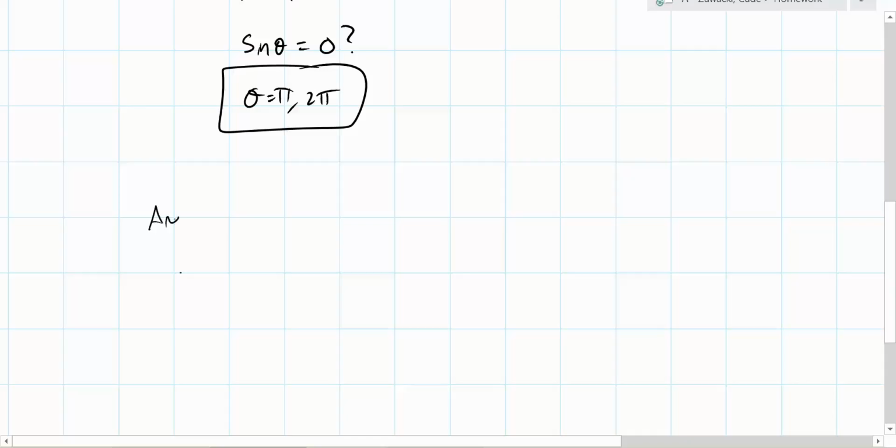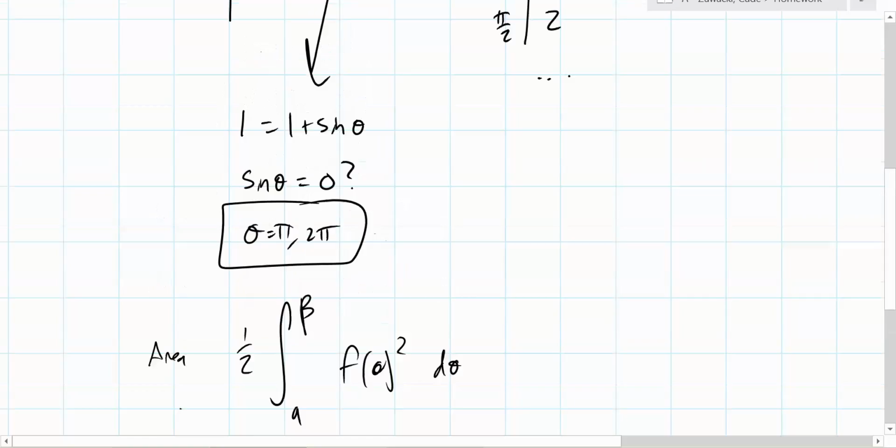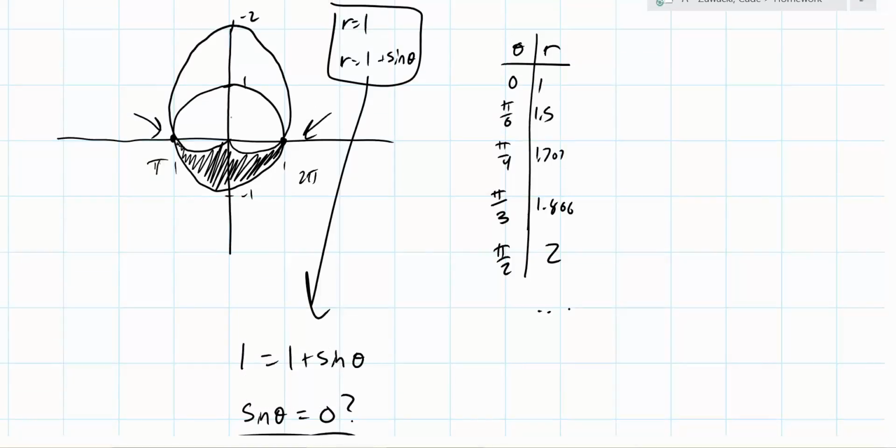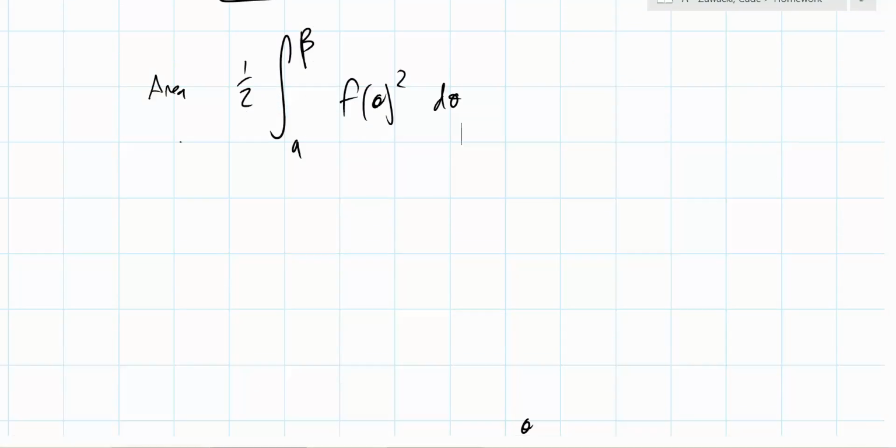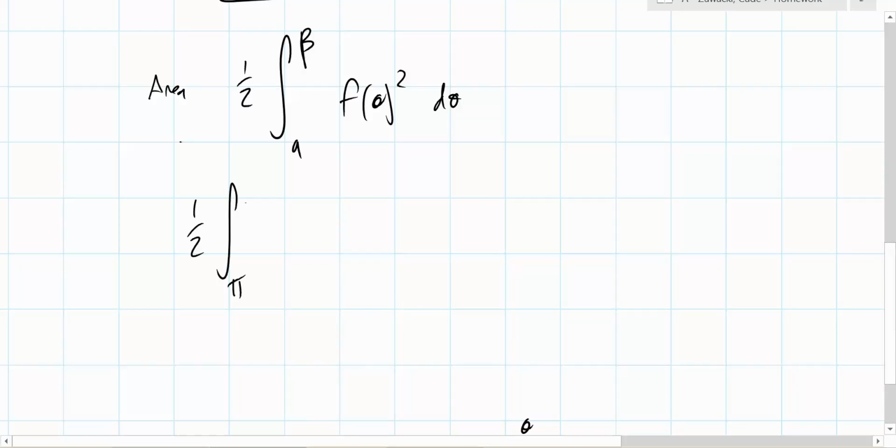Now the formula for area is 1/2 times the integral from alpha to beta of f of theta squared d theta. Now in terms of our problem, we're going to want the area of this circle minus the area of this cardioid from pi to 2 pi. So that's going to give us this area down here minus these two little pieces. So let's write that out. 1/2 times the integral from pi to 2 pi of 1 squared d theta.